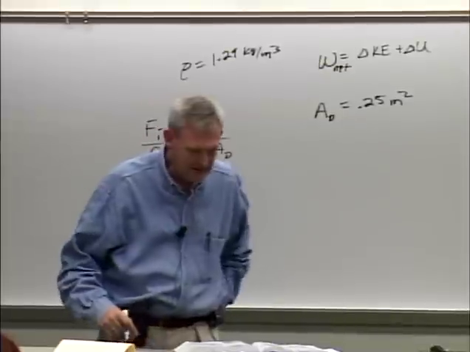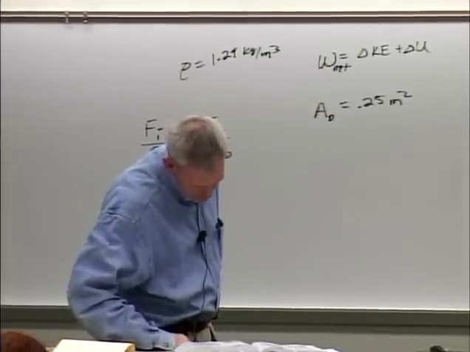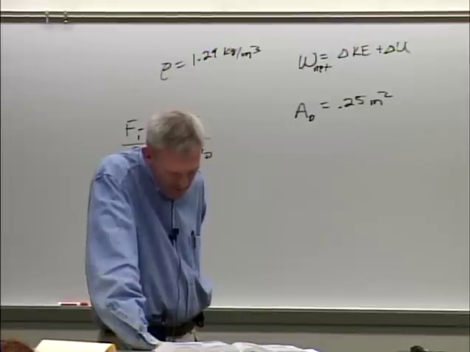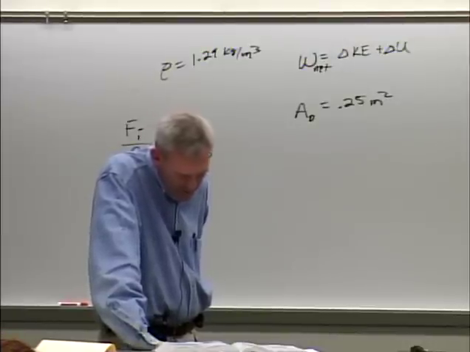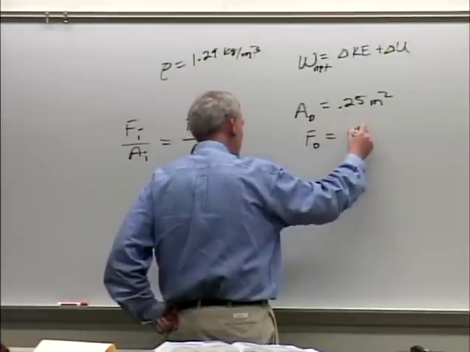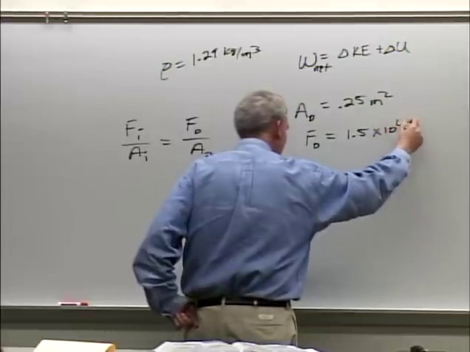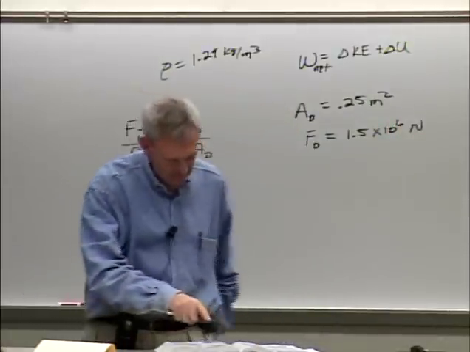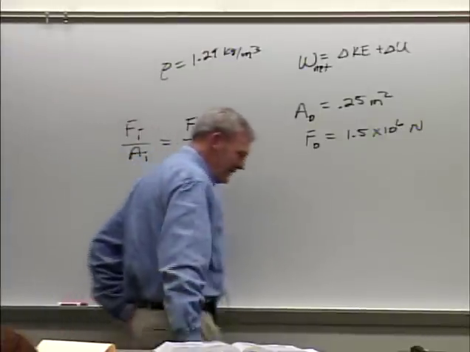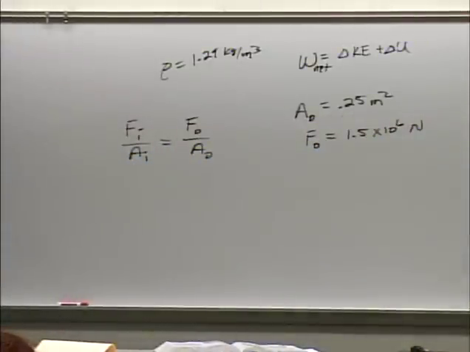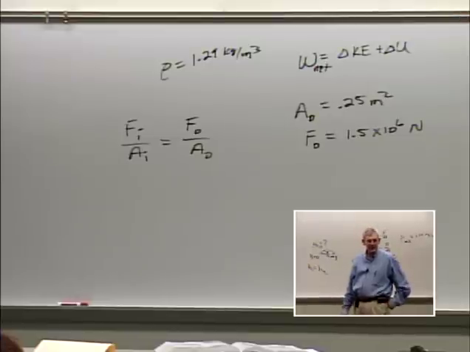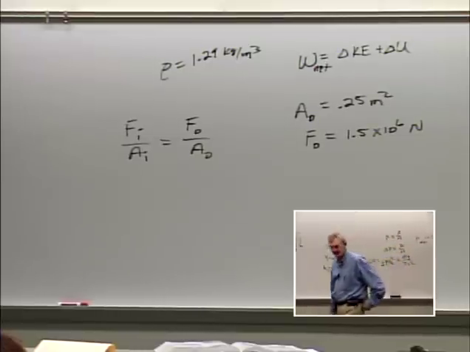And then it says how much pressure on the input piston is required for the press to generate a force of 1.5. We want FO to equal 1.5 times 10 to the 6th newtons. I think it's 1.5 times 10 to the 6th newtons. Yes. All right. How much pressure do we need to put on that piston so they can lift 1.5 million tennis balls? Basically, that's what we're saying.